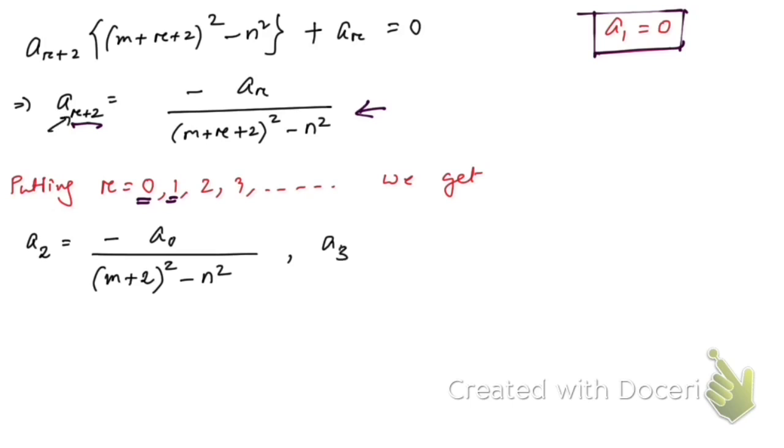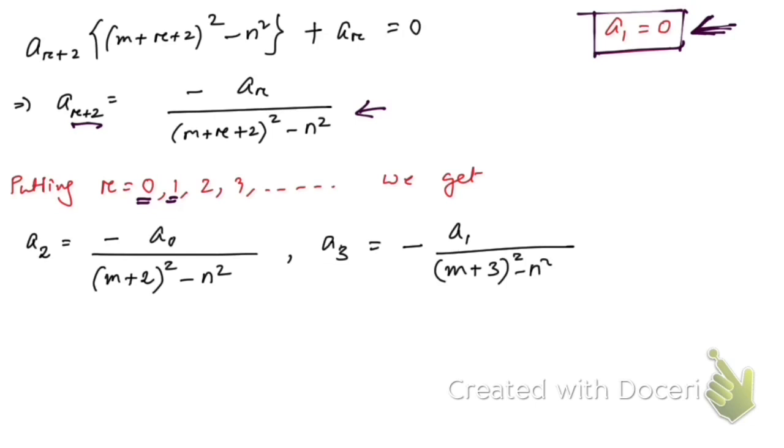If you replace this r by 1, then you're going to have a3 equal to minus a1 divided by (m+r+2)² − n², with r replaced by 1, so that is (m+3)² − n². So here you can understand why I have written this here. This a1 is equal to 0, so let's put 0 here.